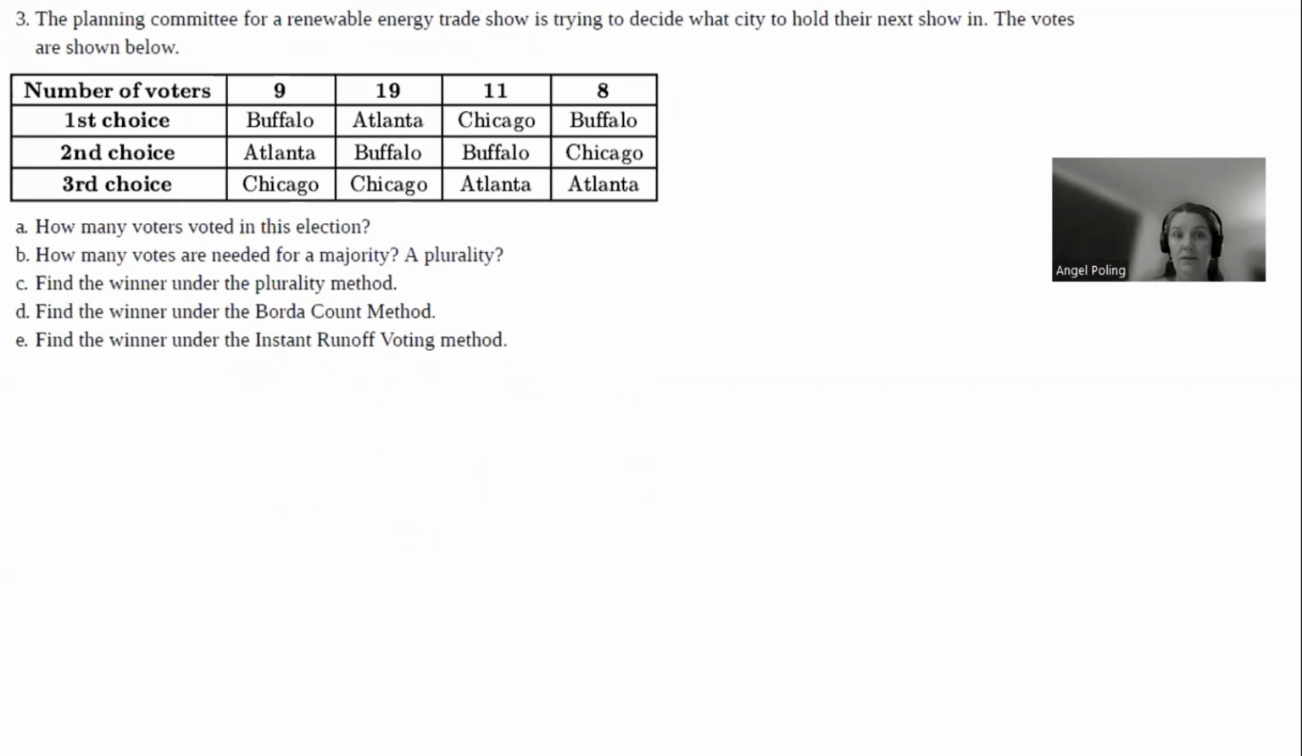All right, now let's look at the different styles of voting that we had. So here we have how many voters voted in this election. 9 plus 19 plus 11 is 47.